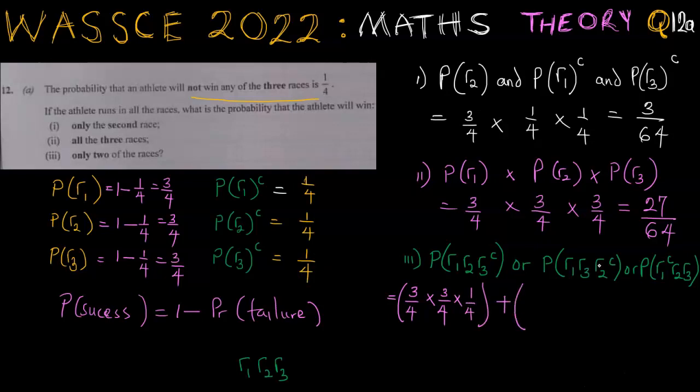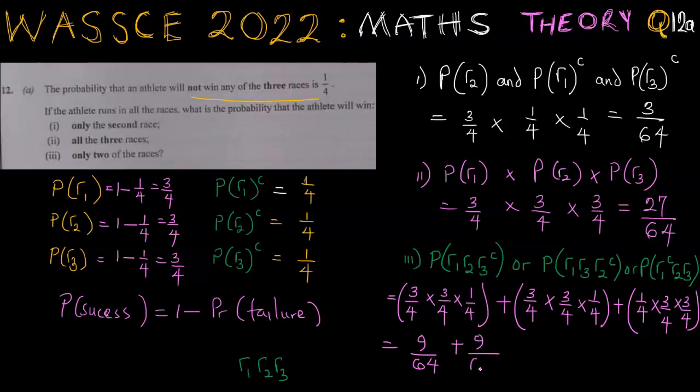or is an addition in probability, winning the first one, that's 3 over 4, and winning the third, that's another 3 over 4, and losing the second, that's 1 over 4, or is an addition, losing the first, that's 1 over 4, winning the second, that's 3 over 4, winning the third, that's another 3 over 4. 3 times 3 is 9, 4 times 4 times 4, that's 64, plus 3 times 3, that's 9, 4 times 4 times 4 is 64, plus 1 times 3 times 3, that's 9, 4 times 4 times 4 is 64. Since we've got the same denominators, we've just got 64. 9 plus 9 plus 9, that's 3 times 9, that's 27. This is the probability that the athlete will win only two of the races.